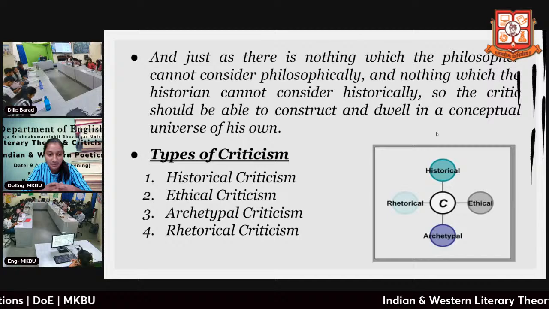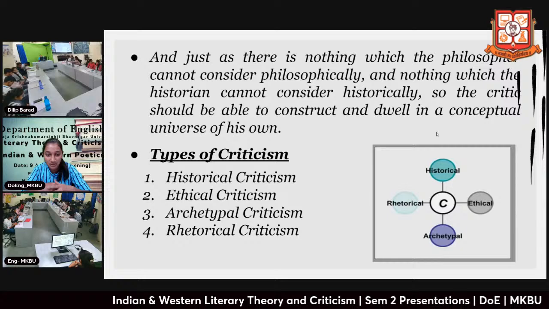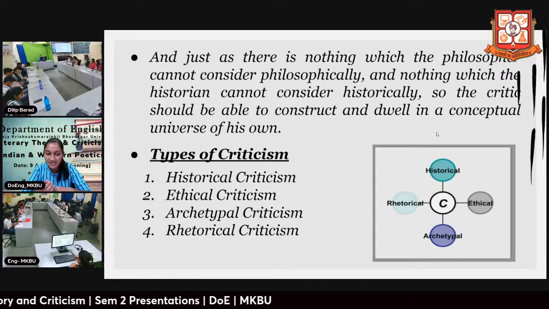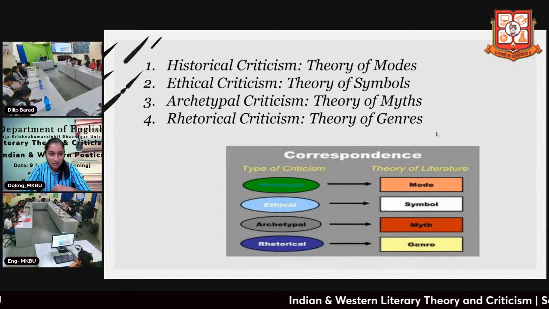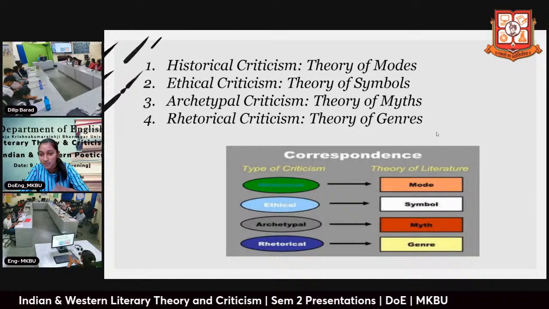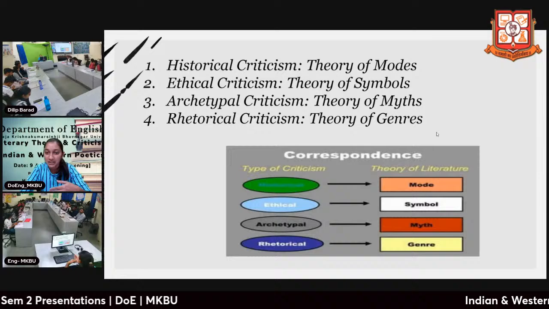And in the essay we find the types of criticism and how they correspond with other literary theory. The four types he explored are historical criticism, ethical criticism, archetypal criticism, and rhetorical criticism. Now here is how these four kinds of criticism correspond with literature and literary theory. The first one is historical criticism, which corresponds with the theory of modes.